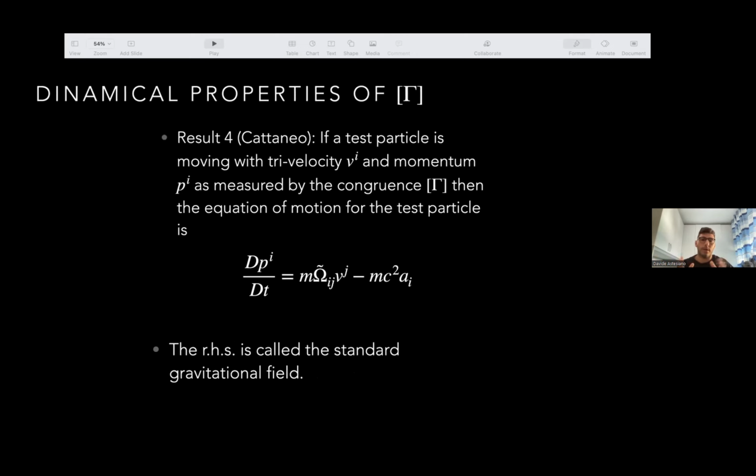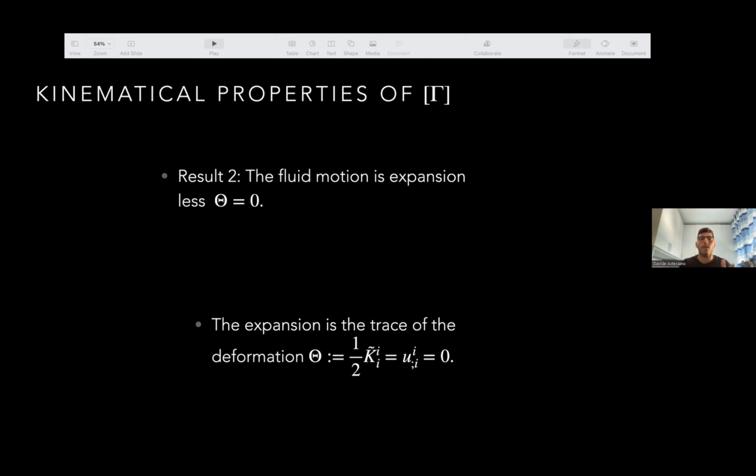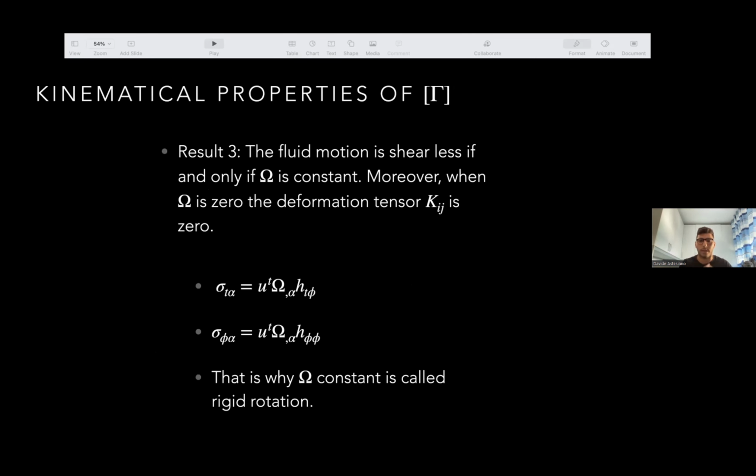Result 4, that has been provided by Professor Cattaneo many years ago. I'm not going into the details, but just to say that if we have this congruence and we adapt the observers to this congruence, and then we have a particle going somewhere around this congruence, we can say that the non-inertial forces that we are measuring depend on the spatial vorticity and on the acceleration of the congruence. I'm going to talk about it again later. So up to now, we discussed the kinematical properties. Again, the fluid is geodesic, is expansionless, and if omega is constant, is shearless.